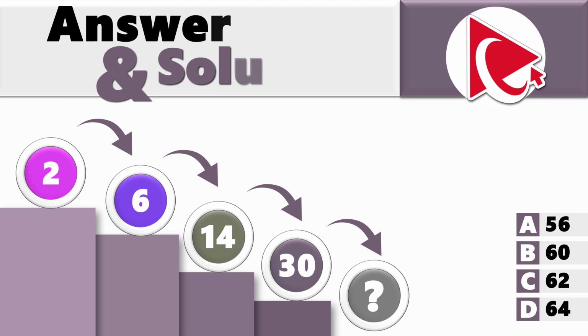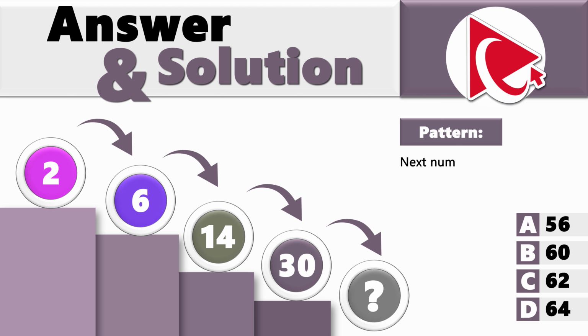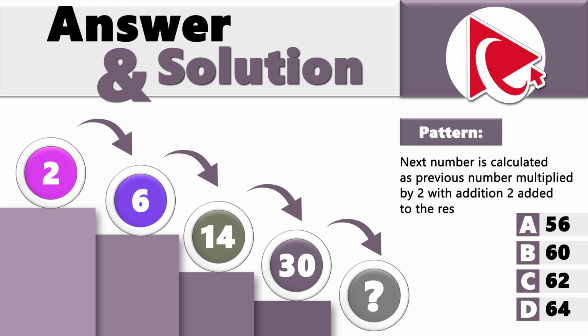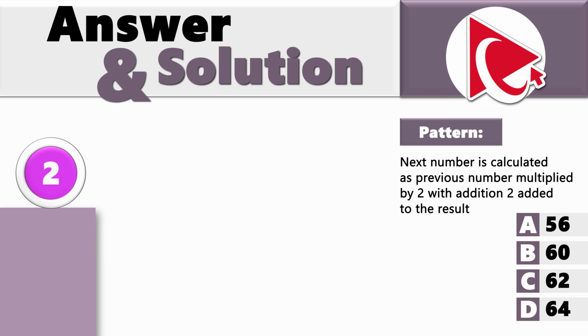As you might be well aware, to get to the answer for this particular question, you need to understand the pattern. And the pattern here is that the next number is calculated as the previous number multiplied by 2, with the addition of 2 to the result. Let's look at the example. For example, the number on the ball when it's on top of the stairs is 2.